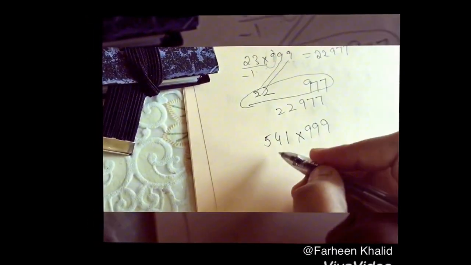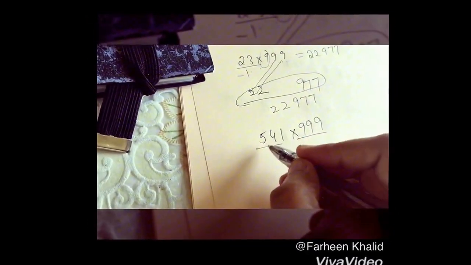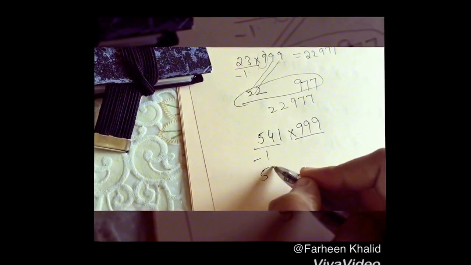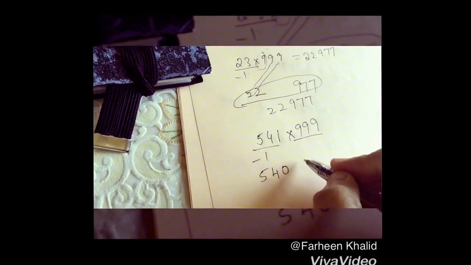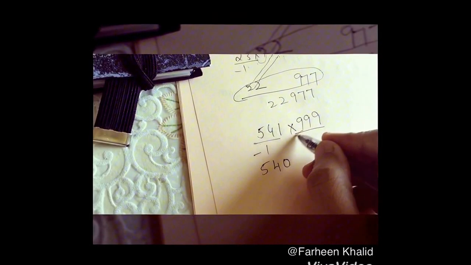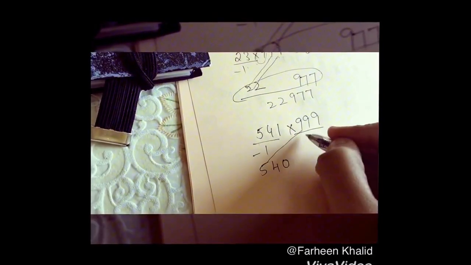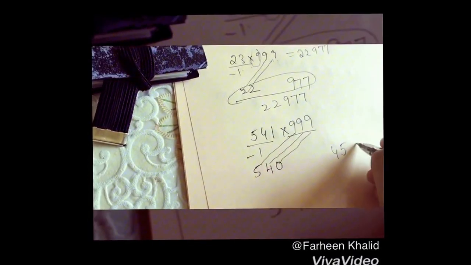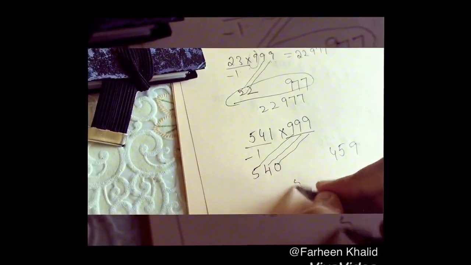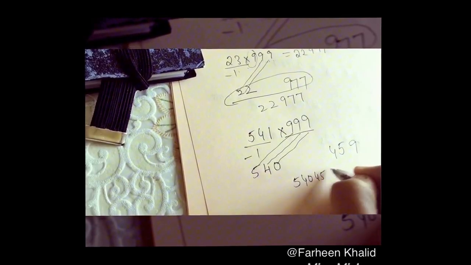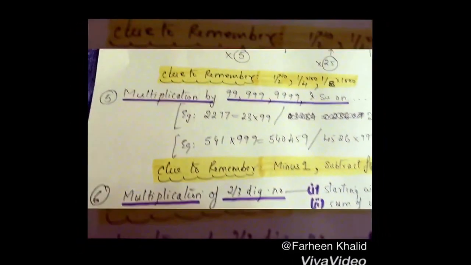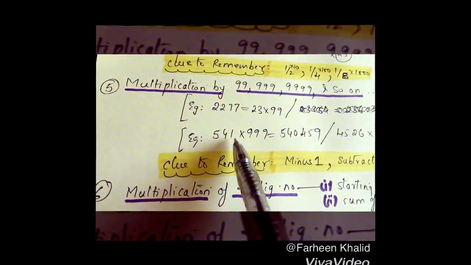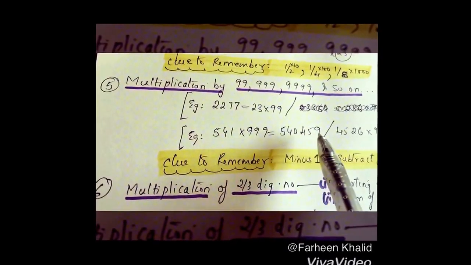All right, now let's do another example, which is 541 times 999. Okay, in this case we have 3 digits and 3 digits, so let's do that. It's 541 minus 1, which is 540, and then we do 9 minus 5, which is 4, 9 minus 4, which is 5, and 9 minus 1, which is 8. So the answer is 540459. Let's check the answer here. Yes, it is. 541 times 999 is 540459.